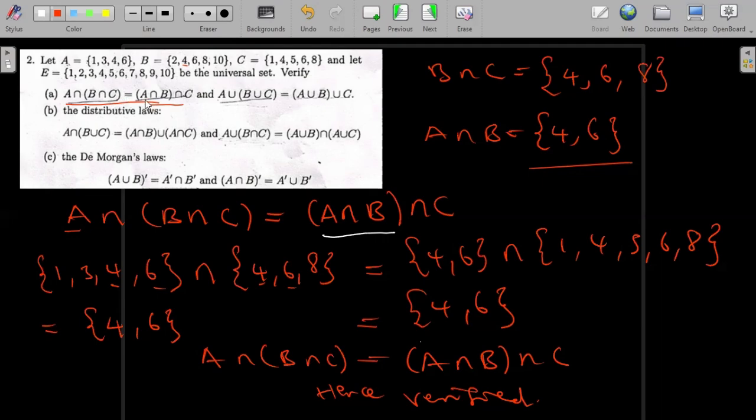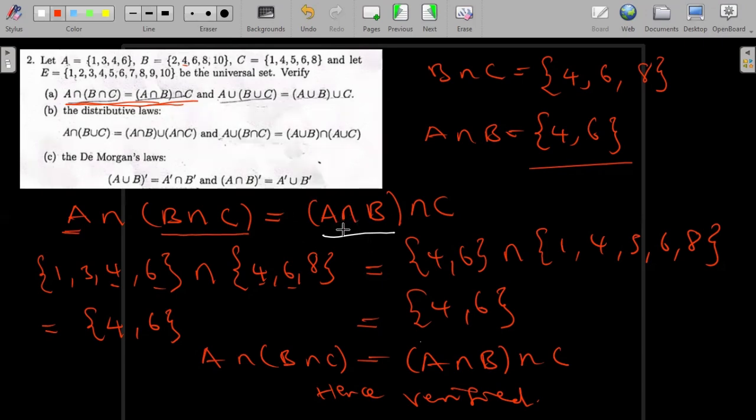Okay, so part A of question 2, what we are saying is they're telling us to verify this inclusion that has been given here. If you check your notes, this here is just the associative law. If I'm intersecting more than 2 sets, in this case 3 sets, I can start with the first 2, then intersect it with the other set, or I can intersect the last 2 and intersect it with the first one.